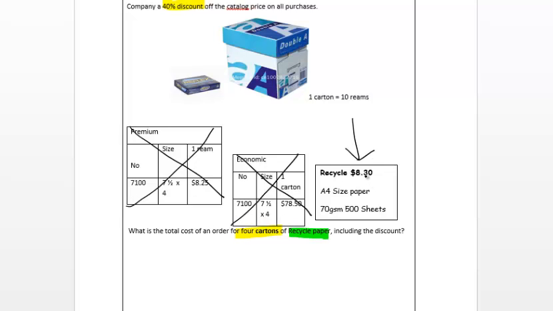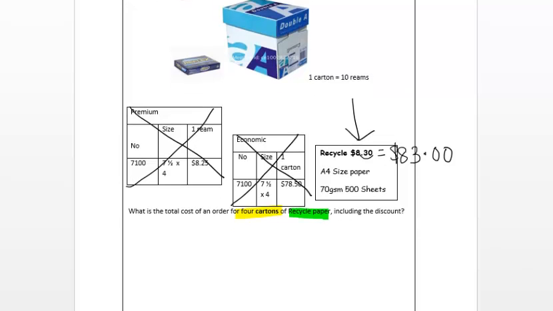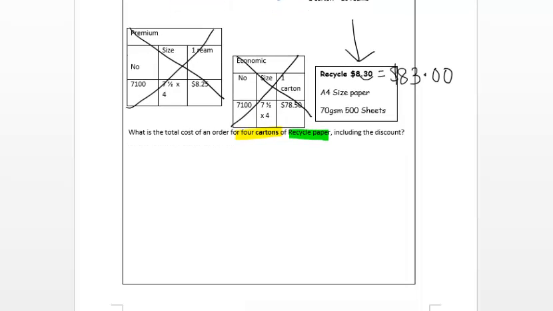Okay, now let's take a look. $8.30, this is per rim. So I'm comparing cartons, so I will need to move this one time to the right, and this will give me $83. Okay, so 1 carton equals $83. Okay, so now what is the total cost of an order of 4 cartons of recycled paper including the discount?